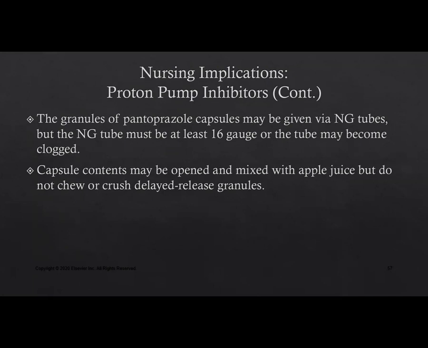So the granules of the capsules may be given via NG tubes, but the NG tube must be at least 16 gauge or the tube may become clogged. So just be careful when you're giving those granules because they do get stuck in the GI tube, especially if you're trying to use a small GI tube. Capsule contents may be opened and mixed with applesauce, but do not chew or crush delayed release granules.